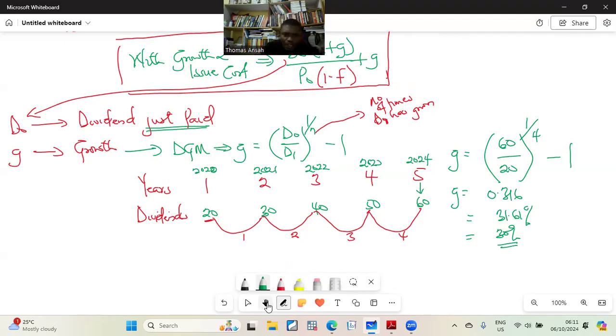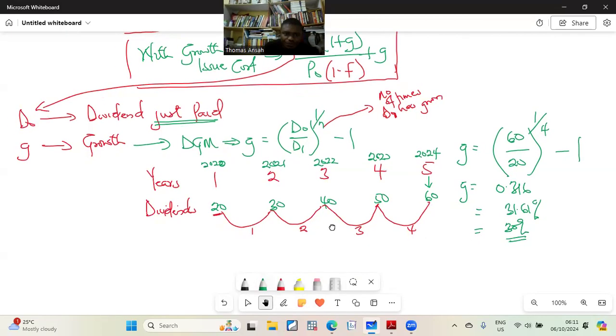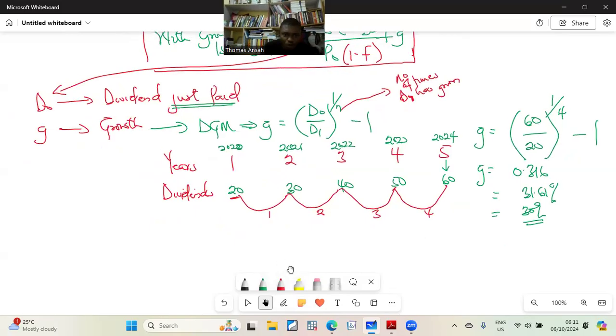Then what do we need again? We need F, right? Now, before F, there is P0. What is P0? P0 is the price of the company's share, the price per unit of the company share. But the price should be ex-div.